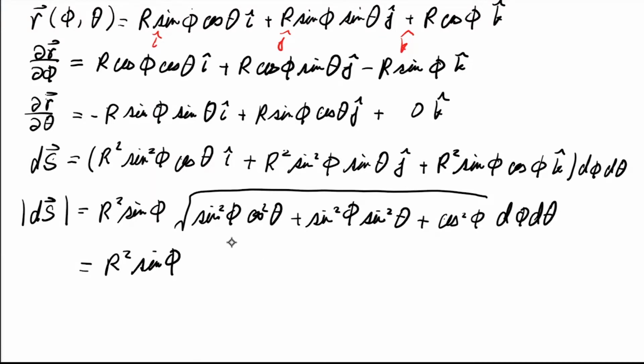Okay, let's think about this first one. Sine squared phi is a common factor, and cosine squared theta plus sine squared theta gives you just this now, right? Too much algebra? And then I have that cosine squared phi. And then, of course, that's 1.